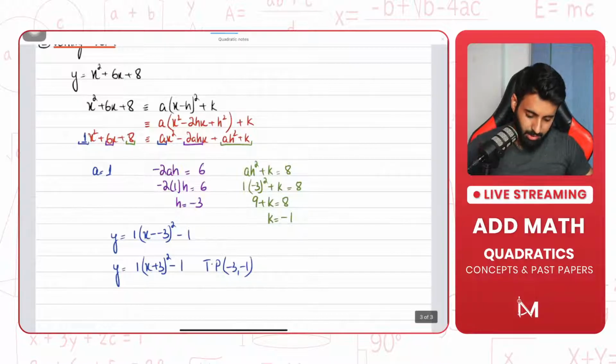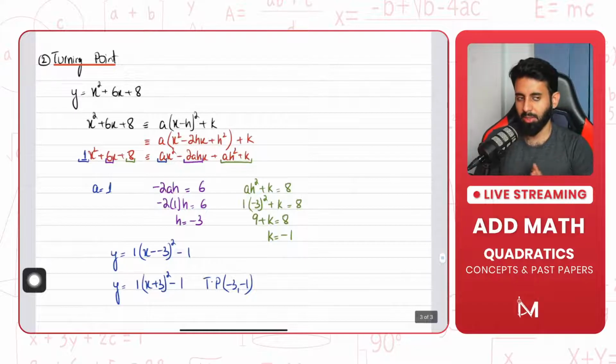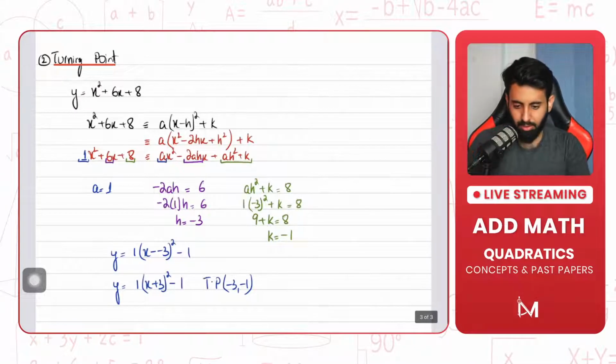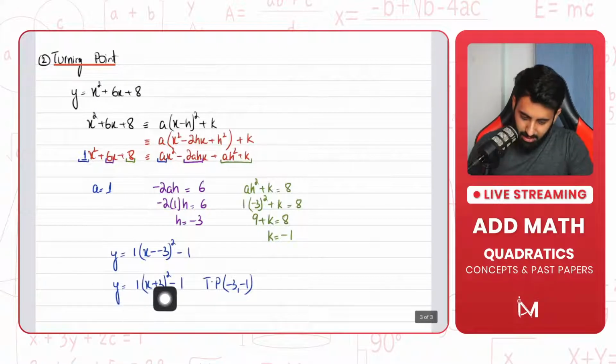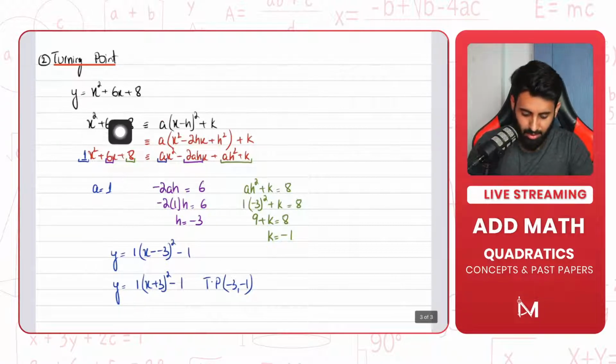Now remember this simple rule: when you're finding the turning point from the completed square form, taking the x coordinate of the turning point, you change the sign. So for example, if it's x plus 3, the x coordinate of the turning point will be minus 3. The y coordinate of the turning point, however, is taken as it is. Okay. So this is the turning point of this curve right here.